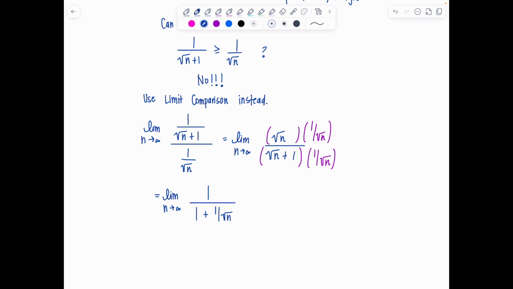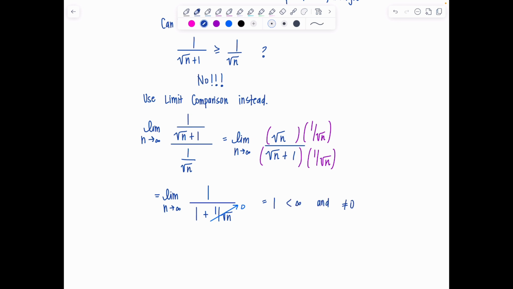All right, so if n gets very, very large, 1 over rad n goes to 0. And then we have 1 over 1, so this limit is 1. Which test did I just use? Limit comparison. When I take the limit, all I care is that it's finite and it's not 0. 1 is finite, yep, and it's not 0.